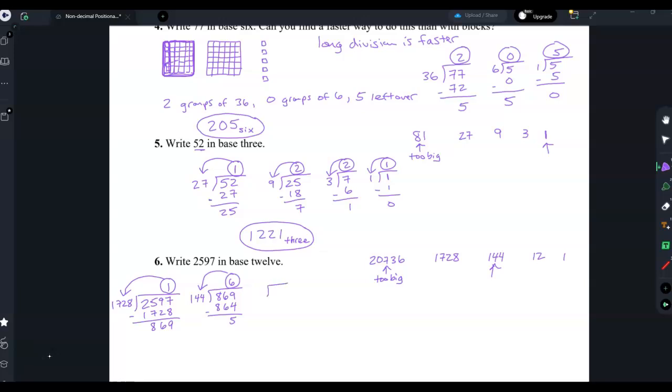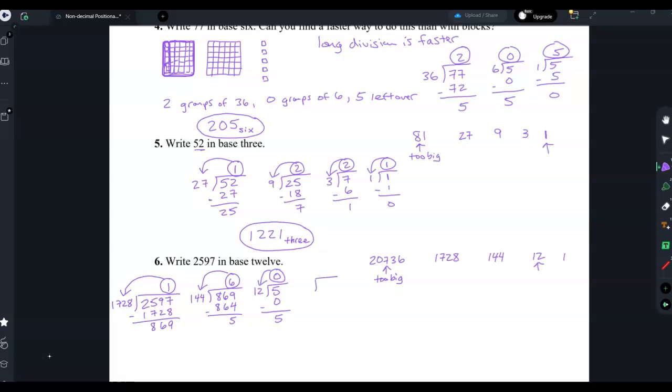So then I'm going to take the remainder of 5 and divide that by the next power of 12 down. So that would be 12. So 5 divided by 12, how many times does 12 go into 5? It doesn't, right? 12 doesn't go into 5, so that's 0. 0 times 12 is 0. 5 minus 0 is 5. So there are 0 groups of 12.